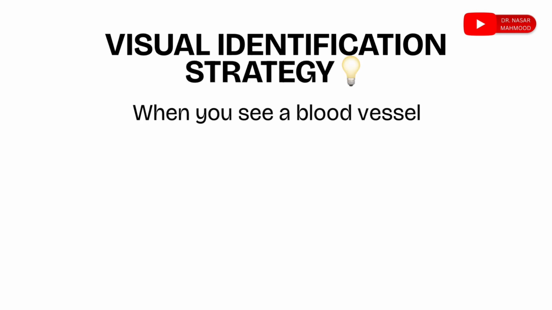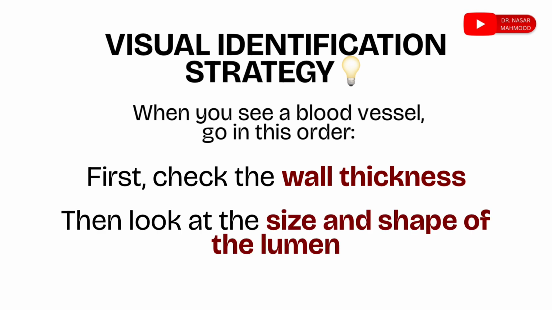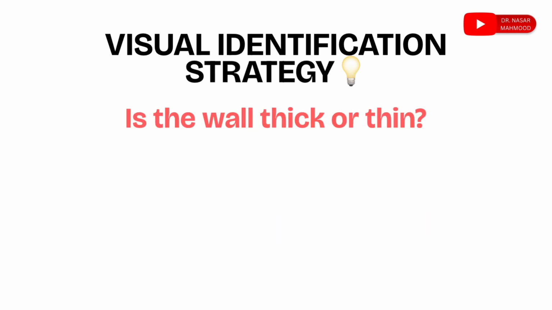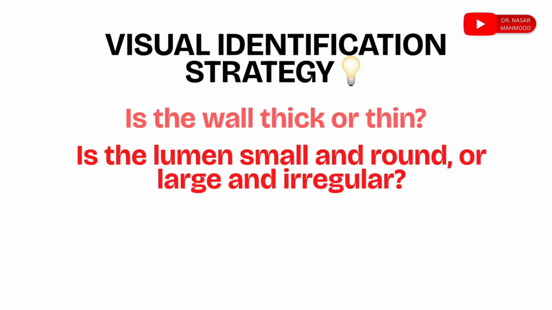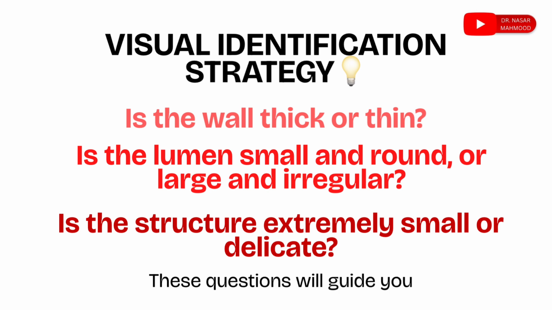When you see a blood vessel, go in this order. First, check the wall thickness. Then look for the size and shape of the lumen. Then ask yourself, is the wall thick or thin? Is the lumen small and round or large and irregular? Is the structure extremely small and delicate? These questions will help guide you to the right answer.